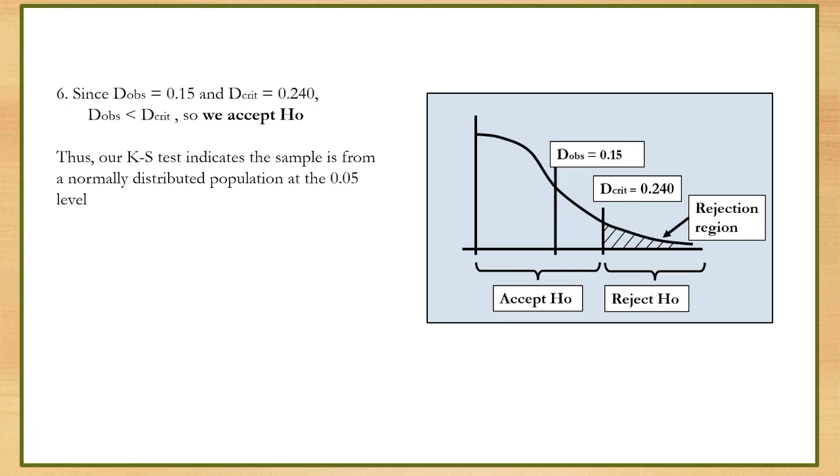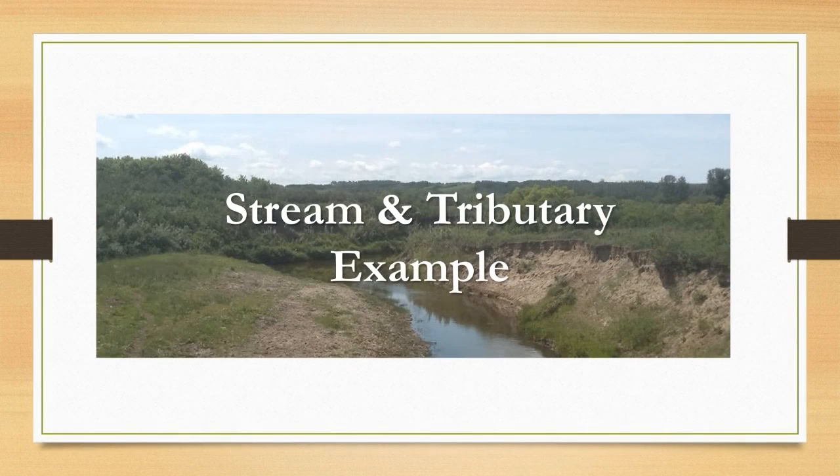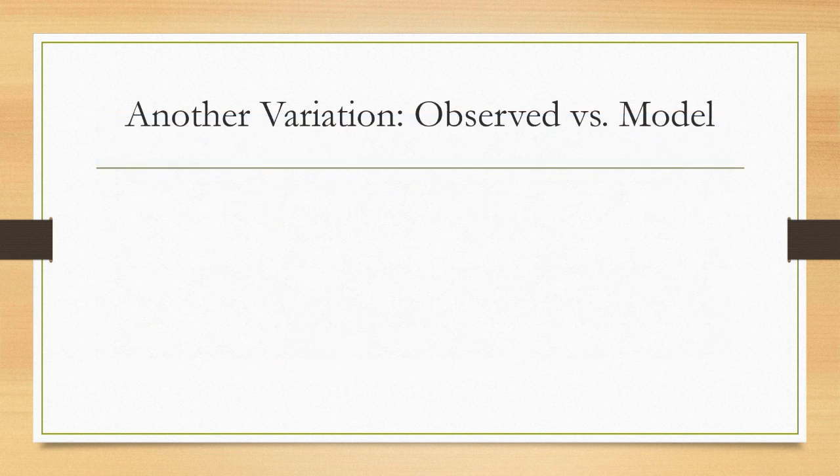Thus, the KS test indicates the sample is from a normally distributed population at the 0.05 level. So that's kind of following through the whole way. So let's pursue this stream and tributary example. This is another variation on the possibilities of application for the KS test.